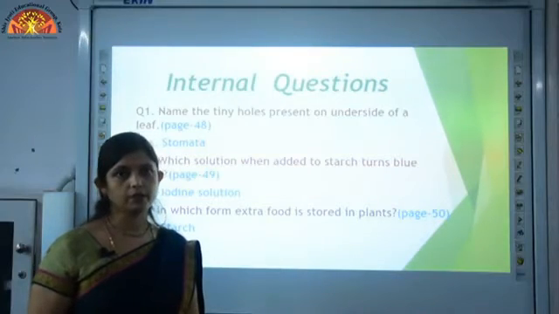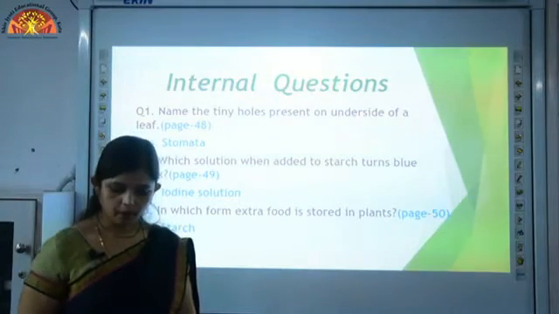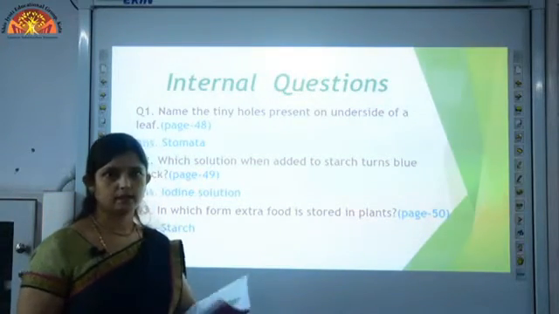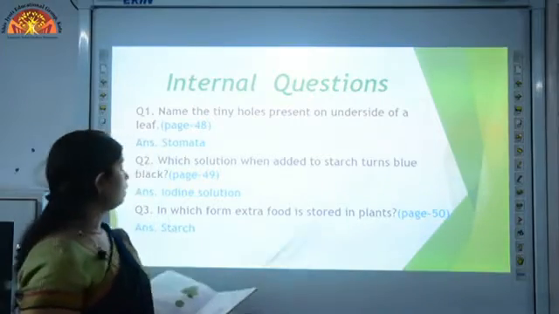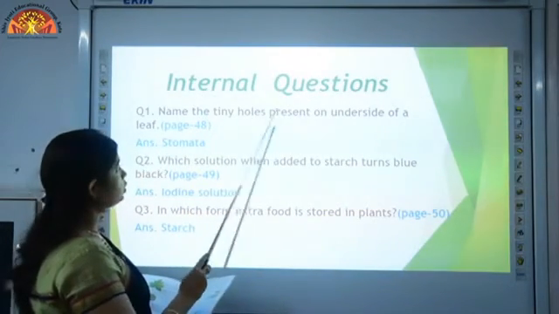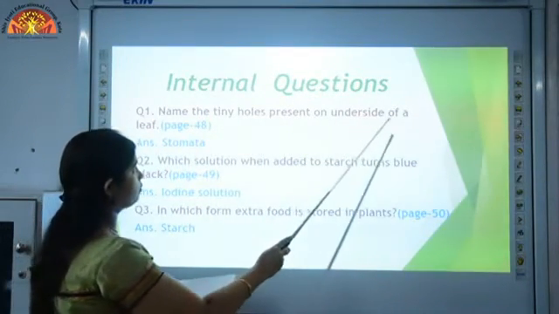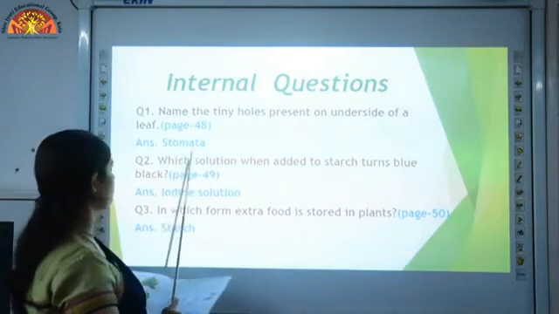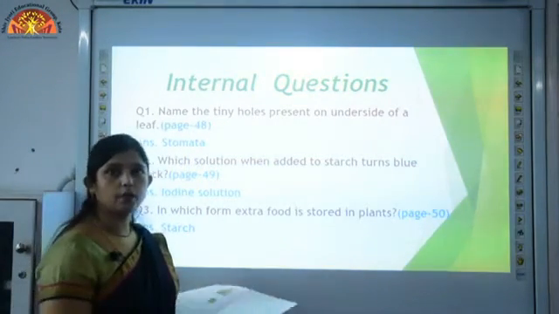Students, now we will mark the internal questions. So open your books and get ready with your pencils. So first question here is, name the tiny holes present on underside of a leaf. So answer is stomata. Now this is given on page number 48.